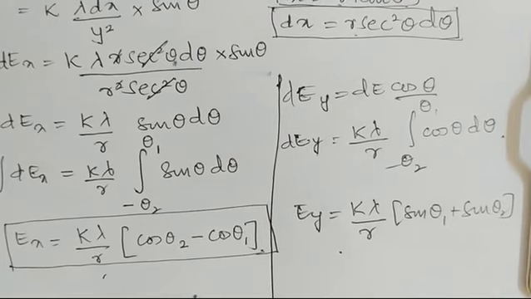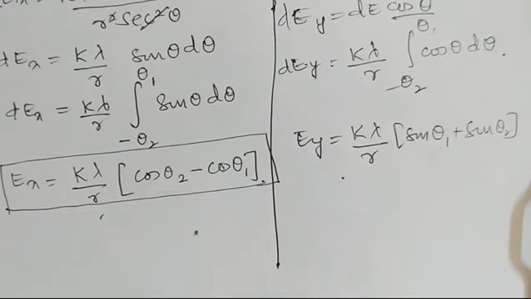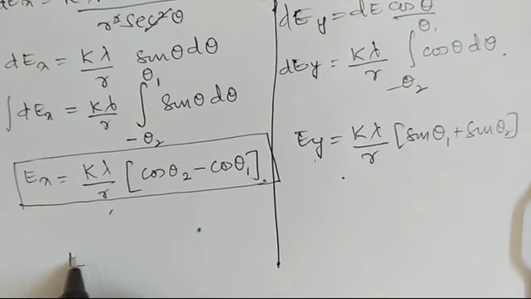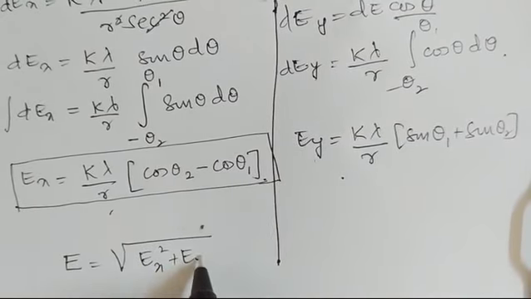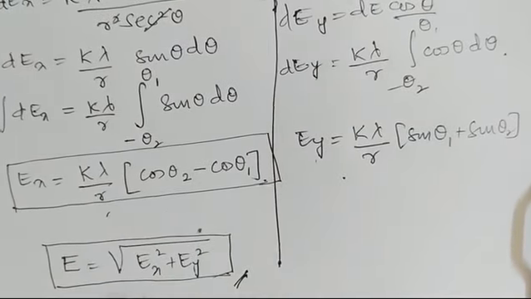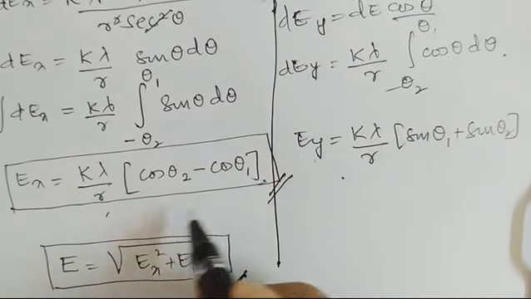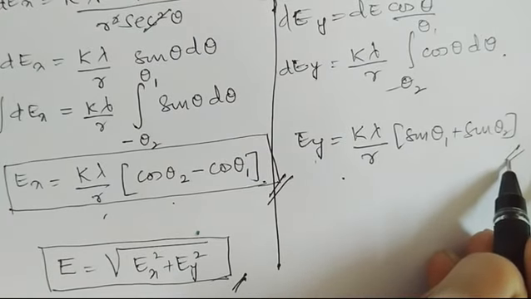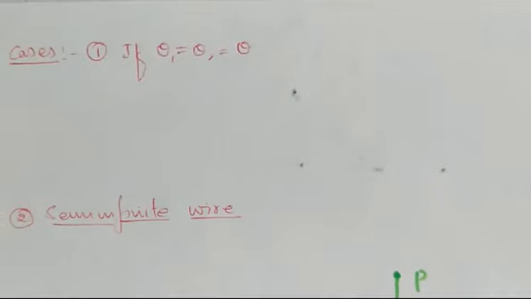If you want the total electric field, that is the resultant of these two, then Ex and Ey are perpendicular to each other, so the resultant will be under root of Ex square plus Ey square. So the electric field at a perpendicular distance due to a linear charge is: along the x-axis is this one, along the y-axis is this one, right? So now we will discuss some special cases regarding this.